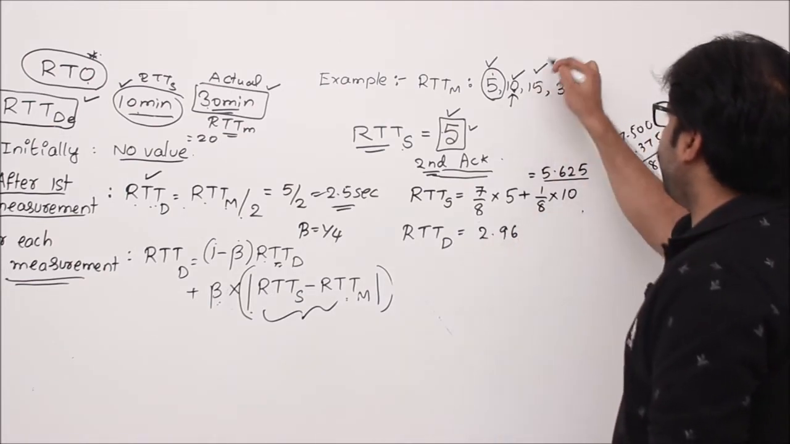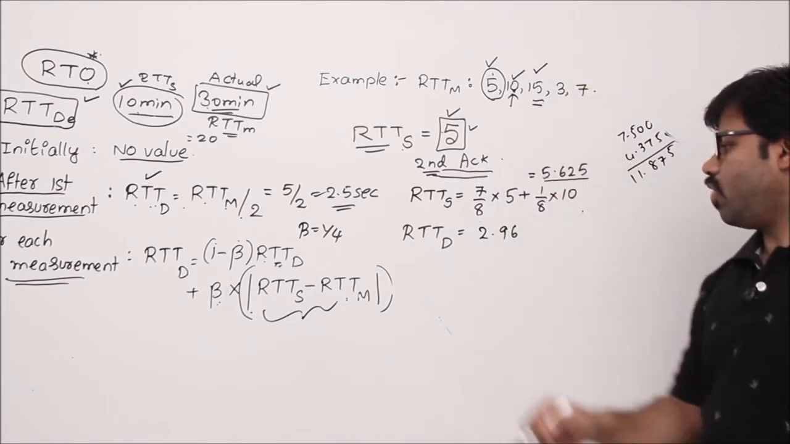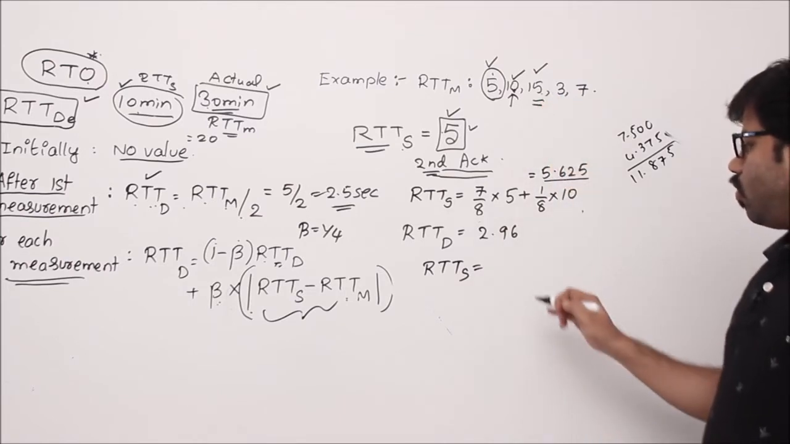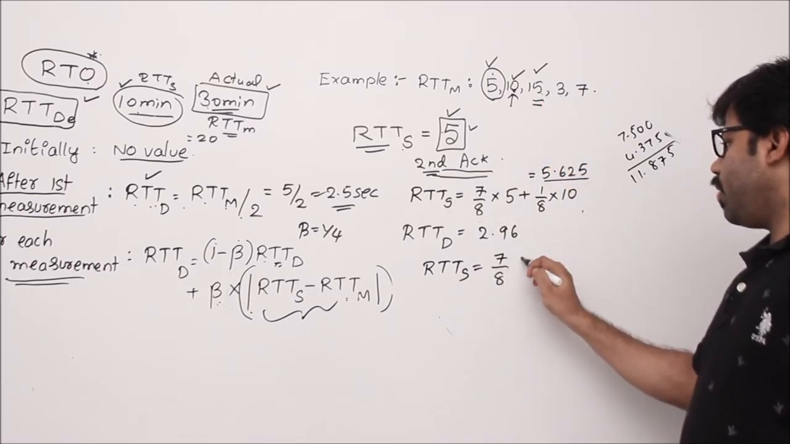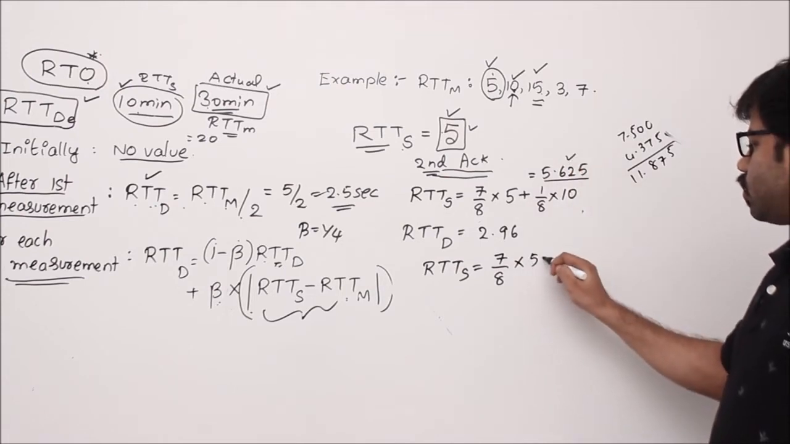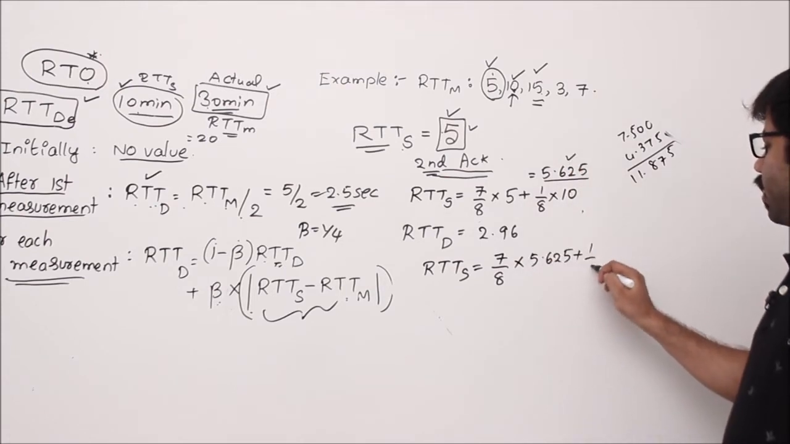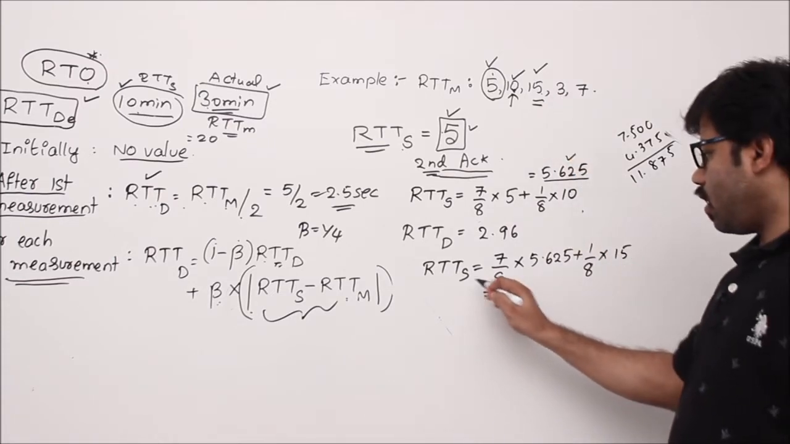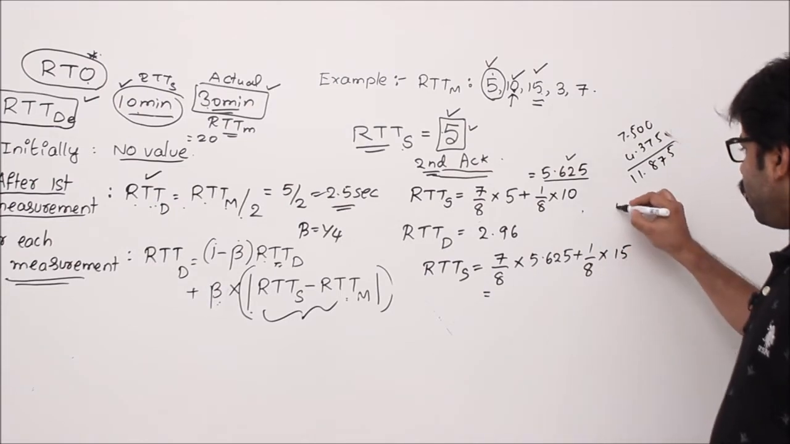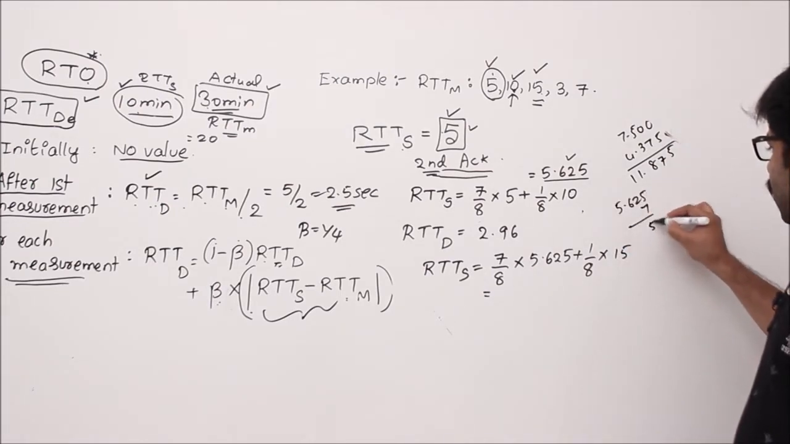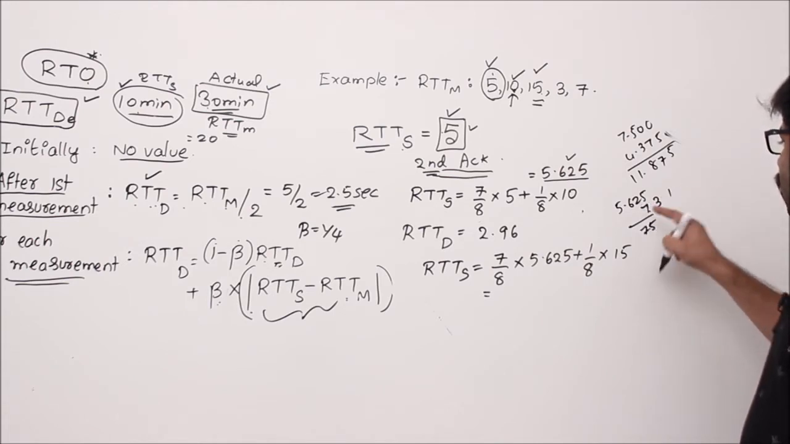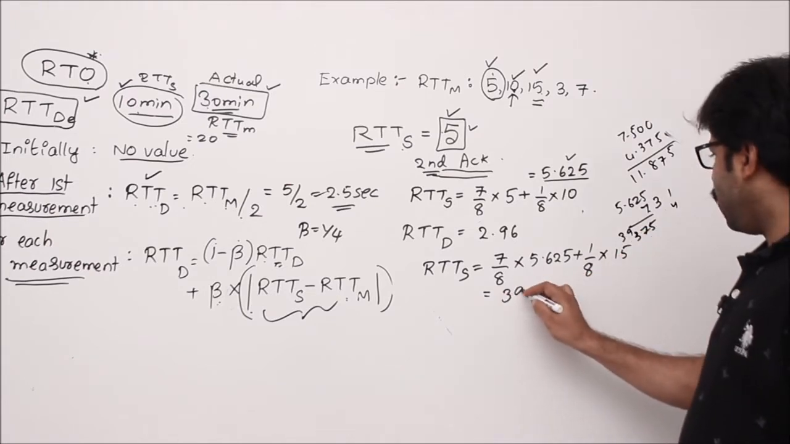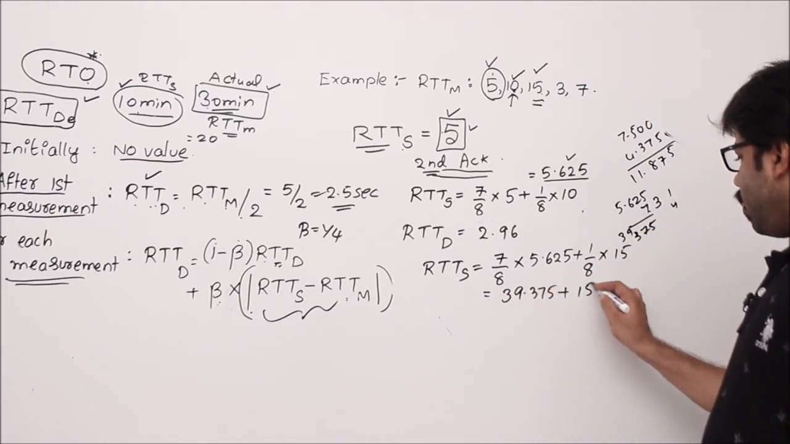Now we will see for 15. When you are looking at 15, what happens, we'll see. First RTT smooth. RTT smooth after 15 is, what is the old one, 7 by 8 into this one, right? 5.625 plus 1 by 8 into the RTT measurement 15. So if you do that, you are going to get RTT smooth. So 5.625 into 7: 7 5s are 35, 7 2s are 14, 17, 7 6s are 42, 43, 4, 7 5s are 35, 39. It would be 39.375 plus 15 by 8.